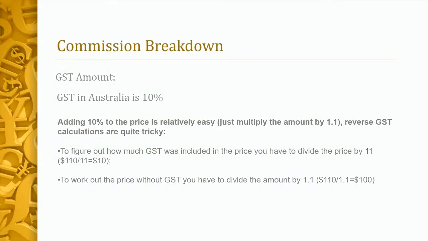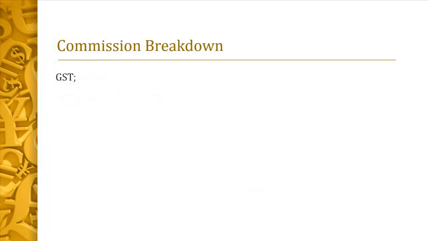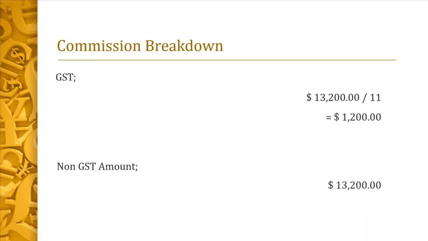So to have a look at our example, to look at our GST component, we need to take our total commission of $13,200 and divide that by 11, which leaves us with a figure of $1,200. So that is our GST, $1,200. So then we need to look at how much is the non-GST amount. So we take our $13,200 total commission minus or subtract our $1,200 GST, which leaves us with a figure of $12,000 being our non-GST amount.